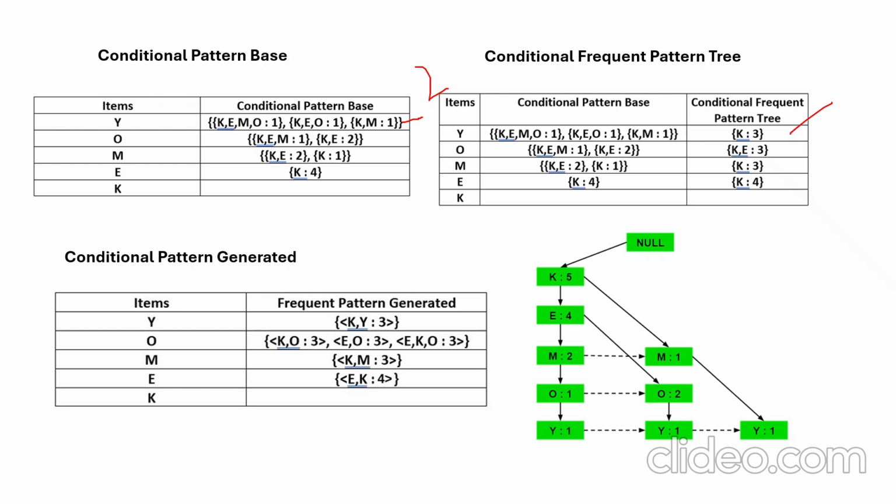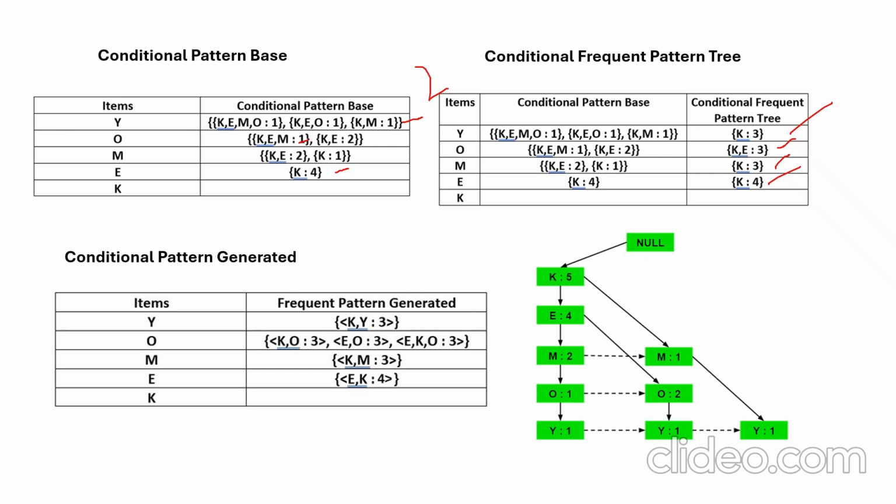Now let's take O. For this O, you have K, whose support count is 1 and 2 here. So K is equal to 3. And E, if you take, I have 1 here and 2 here. Again, E is 3. So K comma E is 3. And M, where I have only 1, I cannot take it. So K comma E is 3. Now when you come here, K is 2 and 1. Yes, I have 3 here, whereas for E, I have only 2. So I'm discarding E. So K is 3. Here K is 4, I'm taking as such. So this is how I have generated the conditional frequent pattern tree.